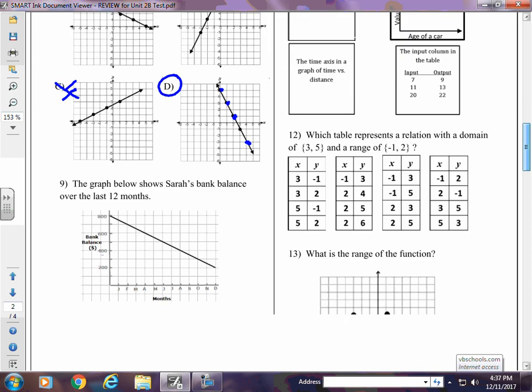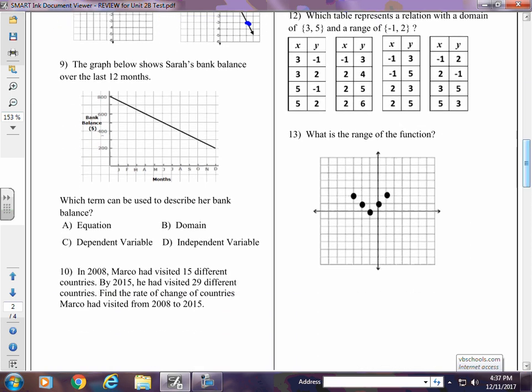All right, so going to number 9, you want to figure out which term below can be used to describe her bank balance. Well, bank balance is this label over here for the y-axis. It has nothing to do with numbers. The label alone for the y-axis is the dependent variable. The x-axis label is the independent variable.